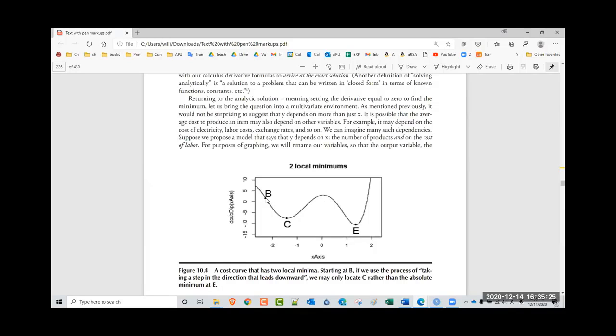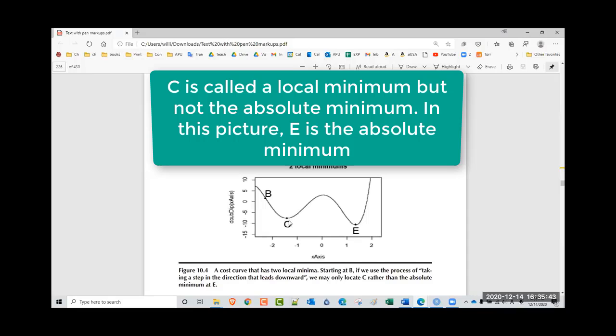Because suppose you're standing at B, so you're going to go, okay, I should move down here, and then okay, I should move down here, and then okay, I should move down here, and then you'll stop, right? Because if you move again, you're going to be moving up, so you're going to stop. So you're going to find what we'll call a local minimum, but this is a lower point than this. So we say this is not the absolute minimum, it's just a local minimum. So that can happen with this process. So there are some tricks we could think of, maybe avoid that sometimes, but basically that's a problem.